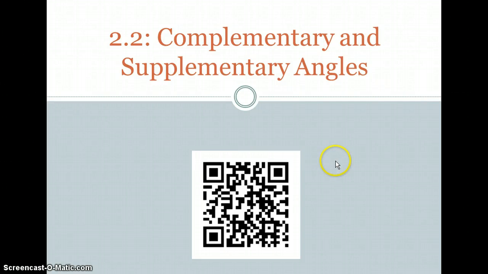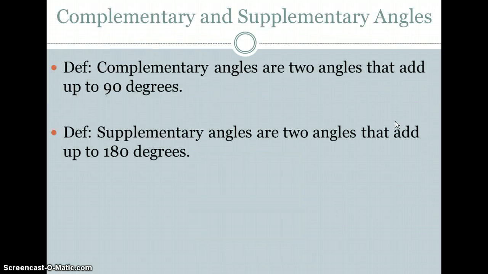Continuing on with Chapter 2 is Section 2.2, Complementary Angles and Supplementary Angles. And two definitions before we get into actually using them. Complementary angles are defined as two or more angles that add up to 90 degrees. So essentially we can put them together and we can create a right angle, which we're going to use as 90 degrees.